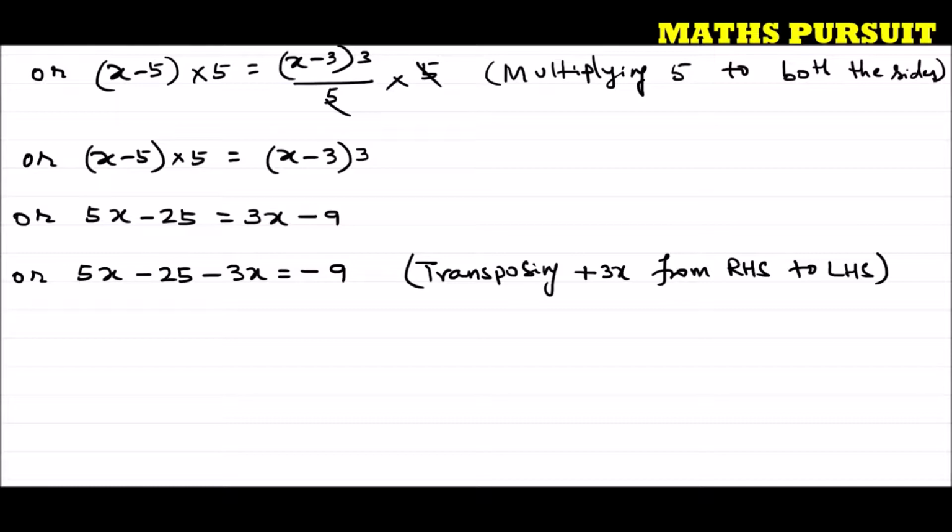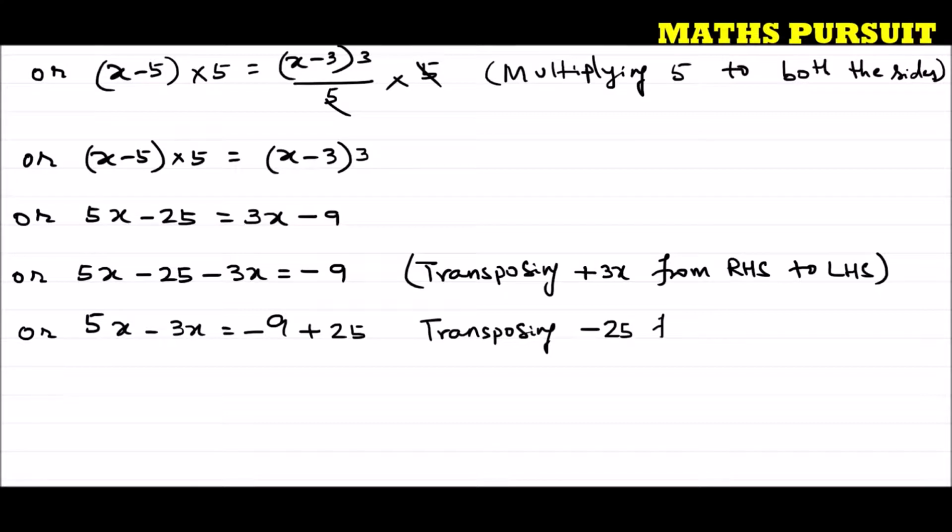Or I can write 5x minus 3x is equal to minus 9 plus 25. What am I doing here? Transposing minus 25 from the left hand side to the right hand side. Why did I do all these things? I just want to bring all the variables having x to the left side of the equation and all the constant numbers to the right side of the equation. For that reason I did this type of movements.